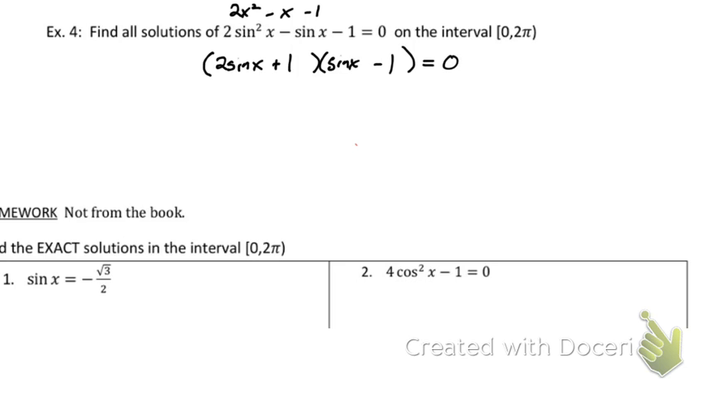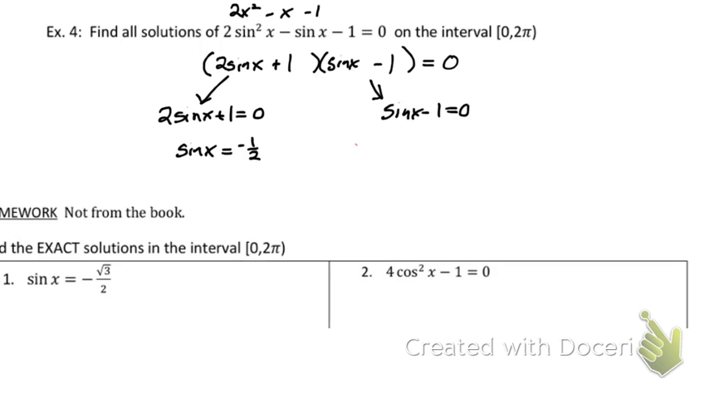We have 2 possibilities. Either 2 sine x plus 1 equals 0, or sine x minus 1 equals 0. Well, let's solve the first one, the left one. I would need to subtract 1, divide by 2, so I'm asking when is sine equal to a negative 1/2? So where is sine equal to a negative 1/2? Well, sine is negative in quadrants 3 and 4.